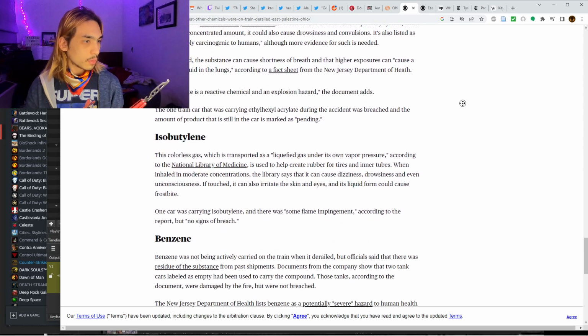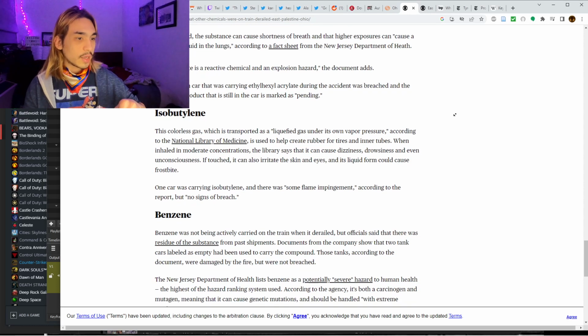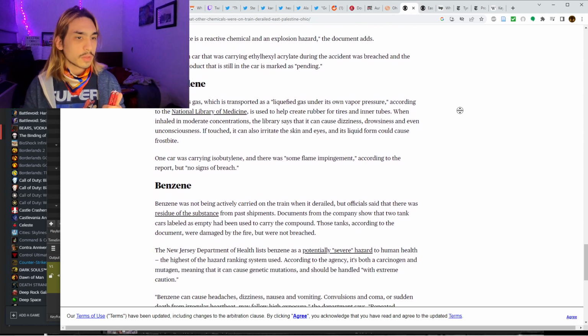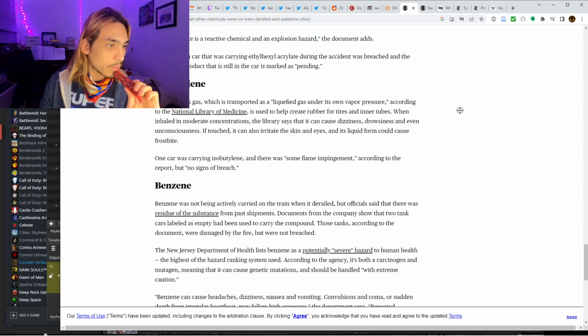Isobutylene, transported as a liquefied gas under its own vapor pressure. Used to help create rubber for tires and inner tubes. I remember playing with those as a kid. When inhaled in moderate concentrations, it can cause dizziness, drowsiness, and even unconsciousness. It irritates skin and eyes. Liquid form can cause frostbite. Is it because it's like liquid nitrogen? It's very cold when it's in liquid form. Or it has to be cold to be in liquid form.